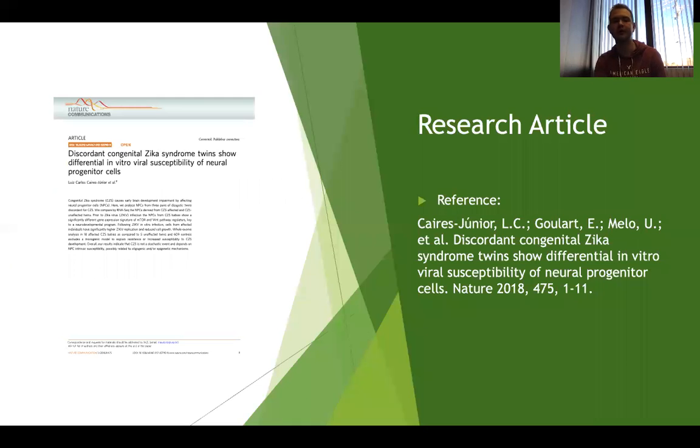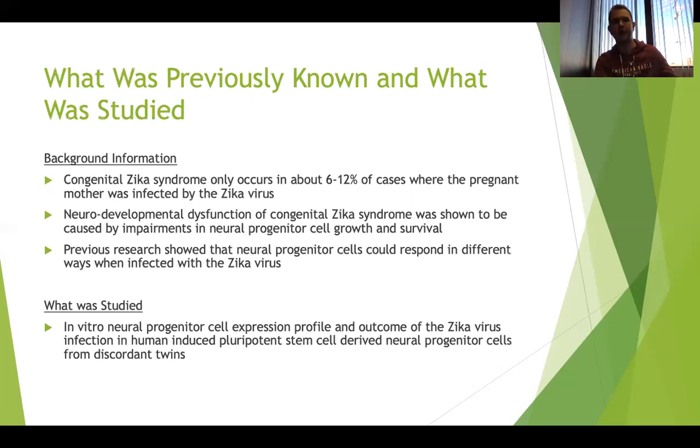So the paper I'm going to be talking about is discordant congenital Zika syndrome twins show differential in vitro viral susceptibility of neural progenitor cells. All right, so what kind of inspired this research? Firstly, congenital Zika syndrome only occurs in about 6 to 12 percent of cases where the pregnant mother is infected by the Zika virus.